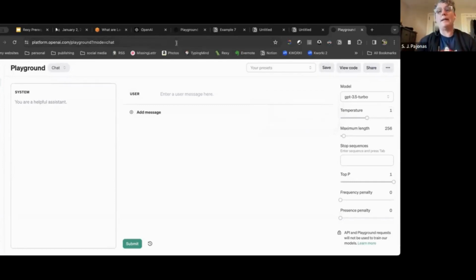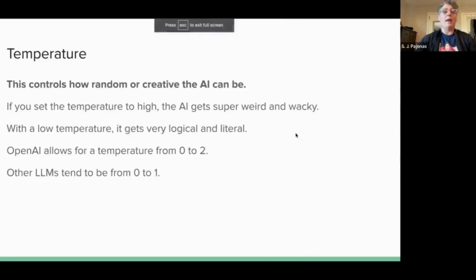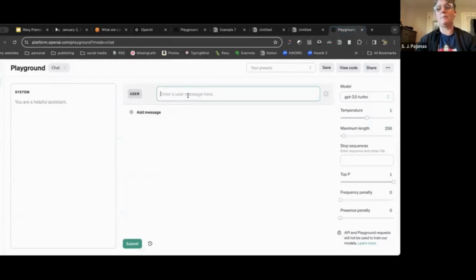Okay. Let's look at my slide for this, because it says this controls how random or creative the AI can be, right? If you set the temperature high, it gets super weird and wacky. With a lower temperature, it gets very logical and literal. OpenAI's goes from 0 to 2, and other LLMs tend to be 0 to 1. So let's go ahead and prompt it with two different temperatures and see what the output is like.